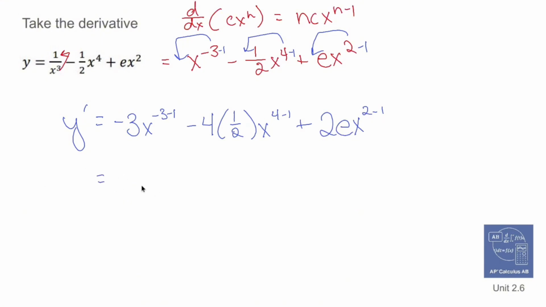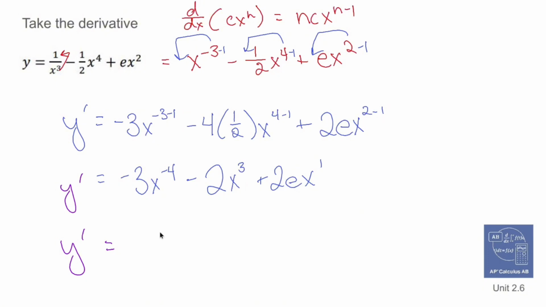Let's simplify. Negative 3x to the negative 4th. Negative 4 times a half is negative 2, x to the 3rd. 2e is just 2e. 2 minus 1 is an invisible 1. Okay, so let's clean this up one more time. Y prime equals this. One more step and we'll be done.